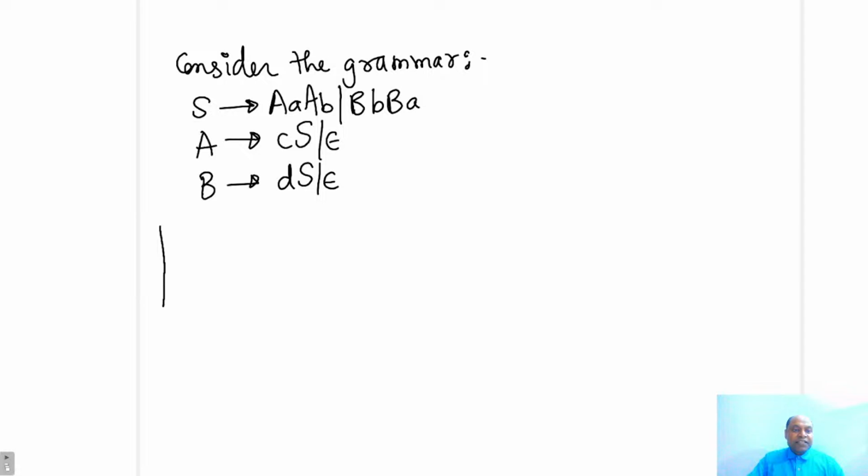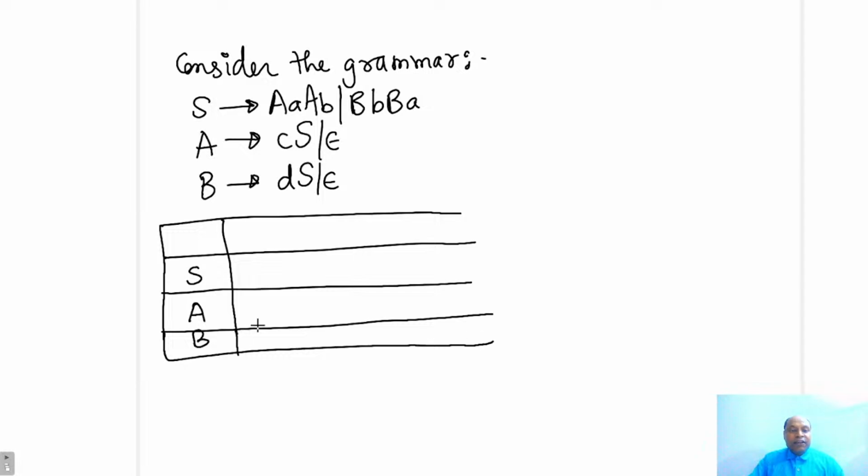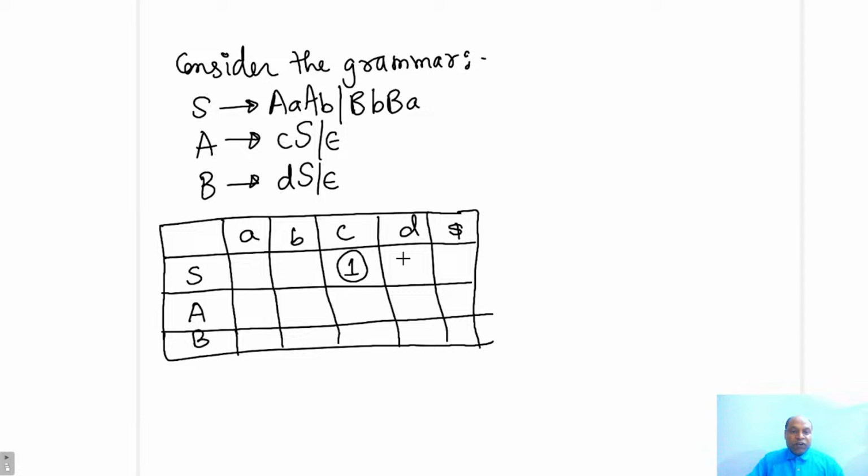Now a predictive parsing table is given with respect to this grammar. In the rows we will have the non-terminals, and in the columns we will have A, B, C and D, and at last dollar. Here we have given entries 1, 2, 3 and 4.